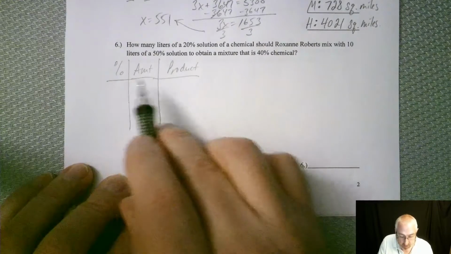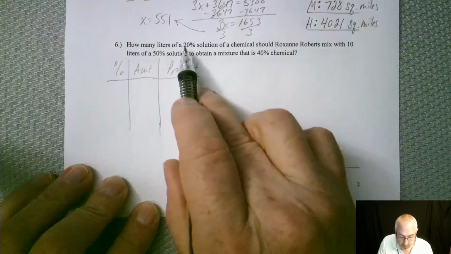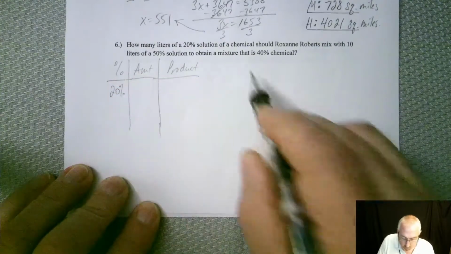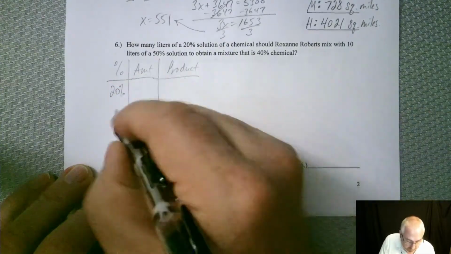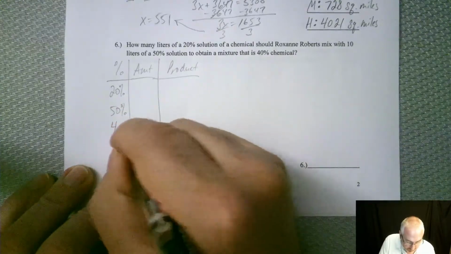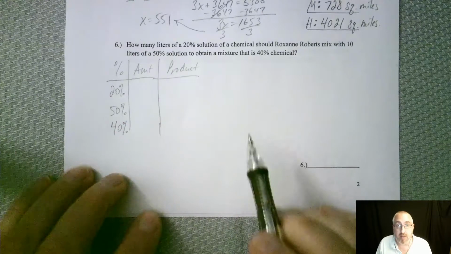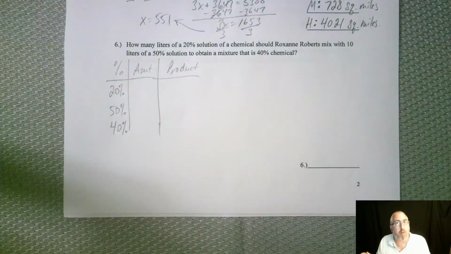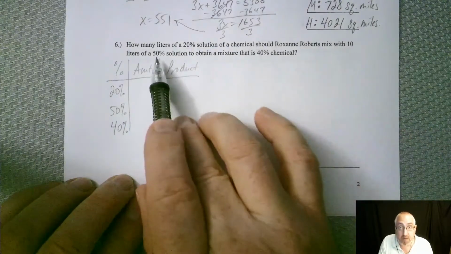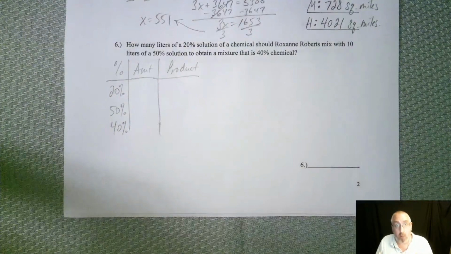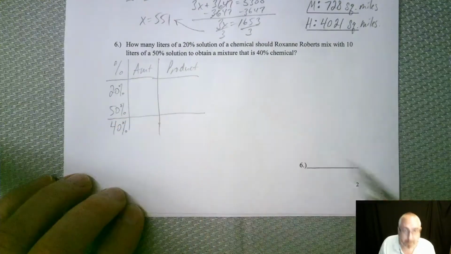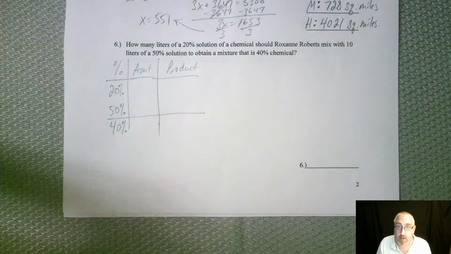So the first thing, let's get our percentages in place. So we had a 20% solution. We got a 50% solution. And we got a 40% solution. Now what's nice about these is that they try to keep it kind of in order of what goes together. So we know the 20% goes with the 50%. And we end up with the 40%. So I'm going to put an extra line right there. All right, so there's step one.